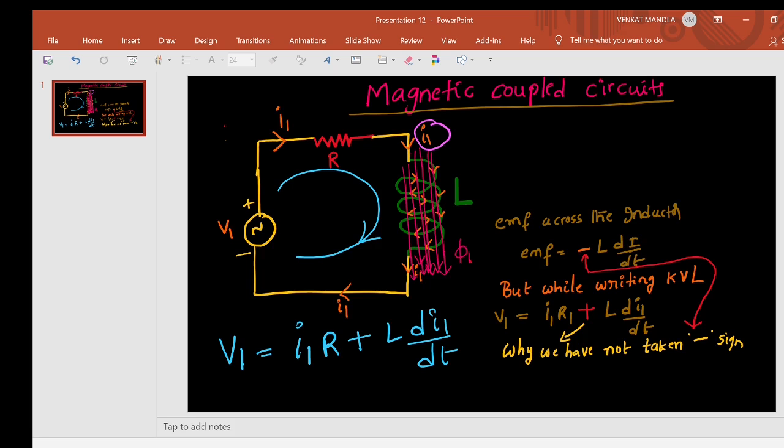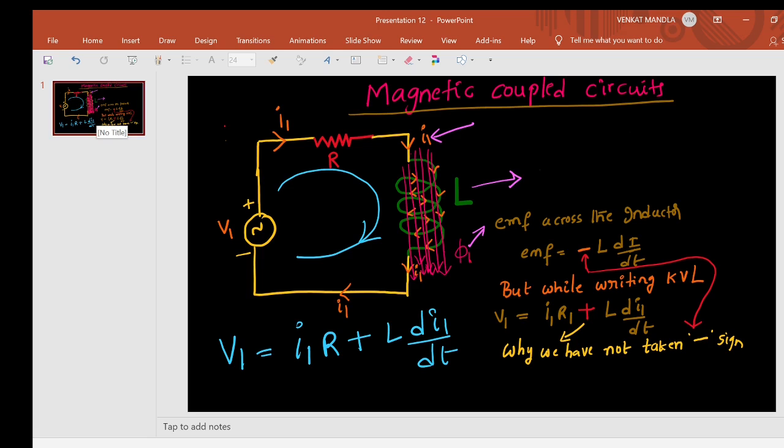If a time varying current flows in the inductor, magnetic flux will be produced in the inductor. Because of this alternating current, this is a changing current. If a changing current flows in the inductor, a magnetic flux is induced. This is the phi1 induced. Because of this magnetic flux induced, an EMF is induced in the inductor.